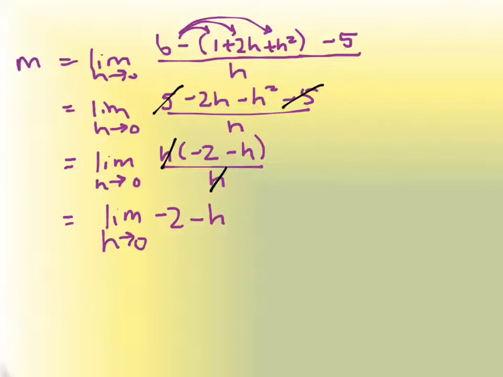What do you think's next? Yeah, now I can actually evaluate this, what happens in the case when h equals 0. I get a limit value of negative 2. And what in the world did I do all that limiting for? Well, I did it to find the slope. M equals negative 2. That is my slope.